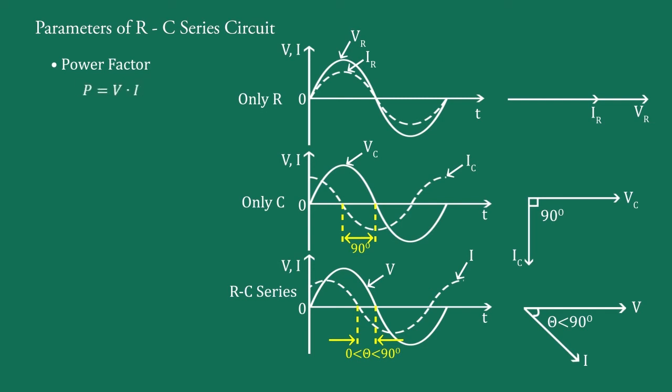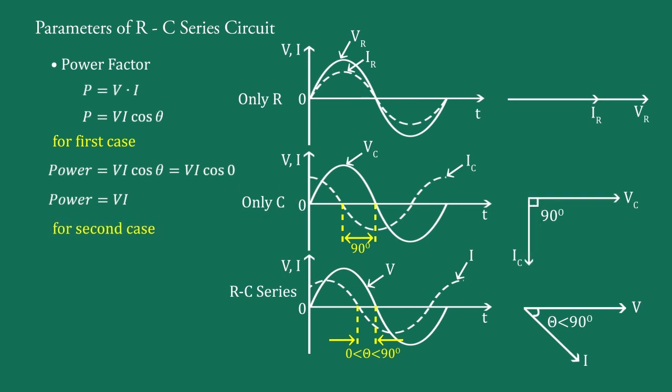Now power equal to V into I, that is VI cos theta. In this first case, power equal to VI cos theta, here theta equal to 0, and therefore cos theta, that is cos 0 equal to 1, and therefore power equal to VI. In second case, theta equal to 90, and therefore power equal to VI cos 90, as theta 90, cos 90 equal to 0, and therefore power equal to 0. In third case, that is for series RC circuit, power equal to VI cos theta. Here cos theta is known as power factor.